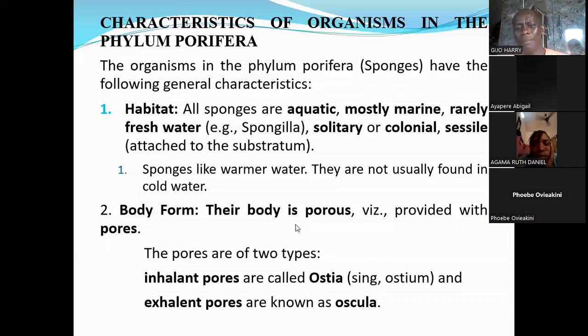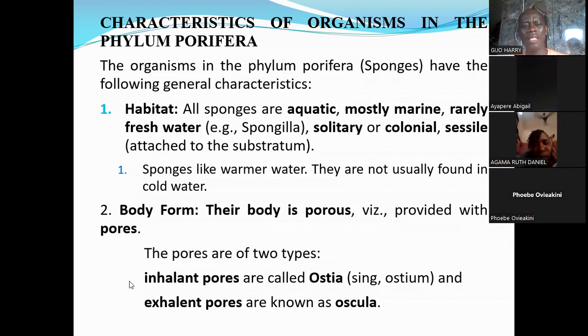What about their body form? The bodies of sponges are porous because they have so many pores, and their pores are of two types. They have inhalent pores, that is, pores that take water and food into the sponge. These are on the sides of the sponge and are called the ostia, singular ostium. The ostia are narrow, minute pores. Water and food go into the sponge through these pores.